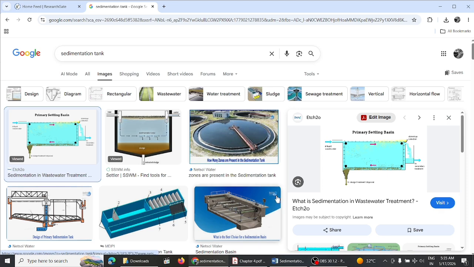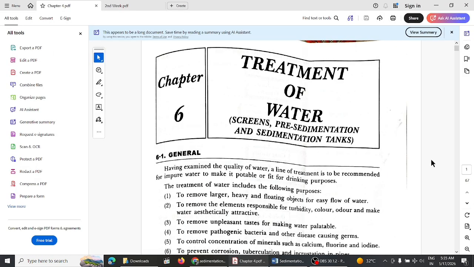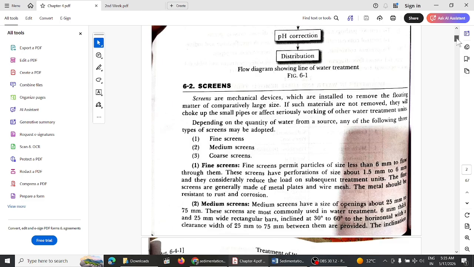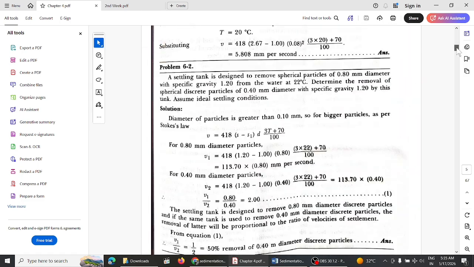Now in depth, the sedimentation tank is one of the simplest units in water and wastewater treatment, but most of us get confused because we memorize formulas without understanding the physics. The entire concept is that particles settle down faster than water carries them forward. This is the core of the sedimentation tank.